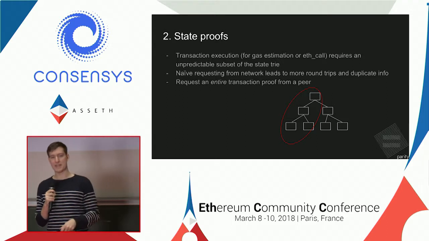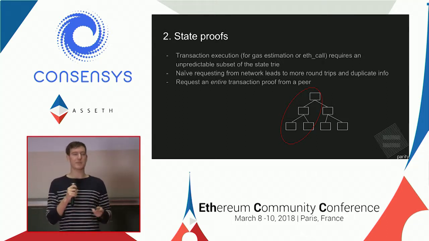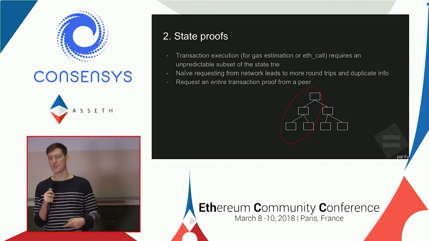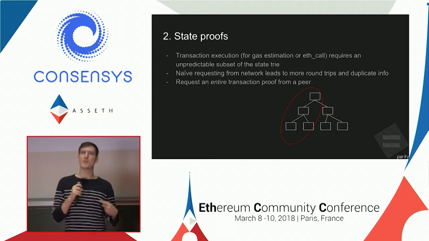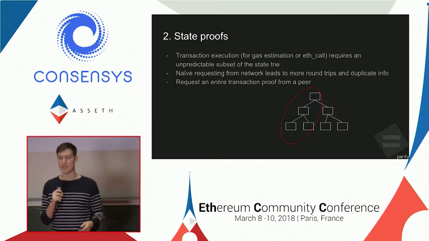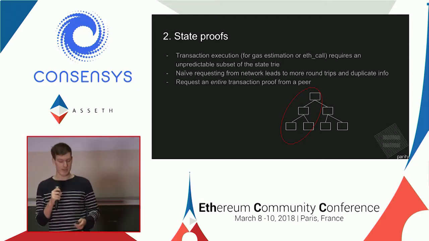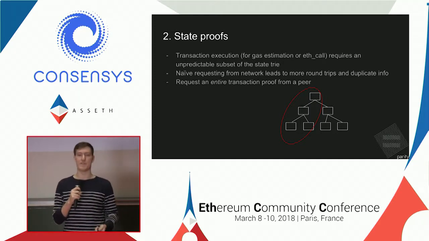So the second aspect of our minimizing round trips goal is to do entire transaction state proofs, so that when you want to see what the result of a call would be prospectively, you can just ask a peer, prove this call to me, and not just do it piecewise, which is too inefficient.